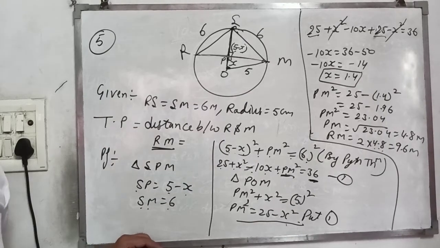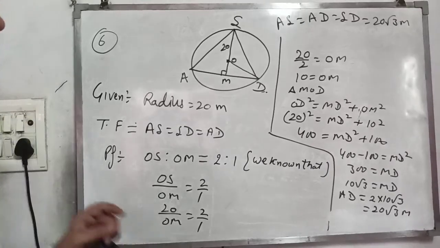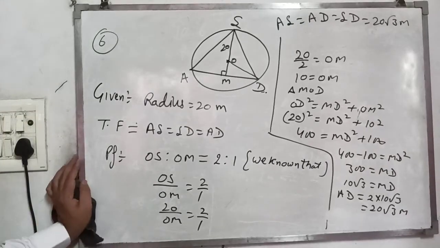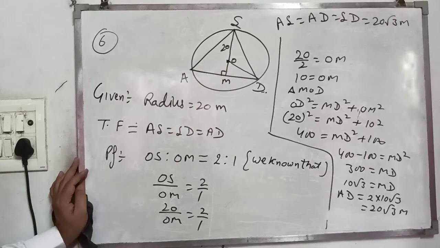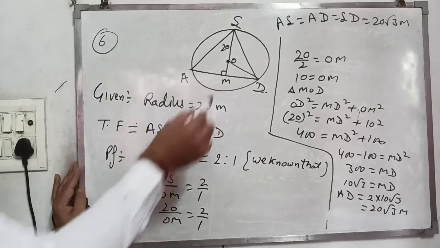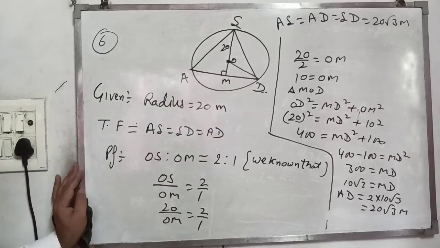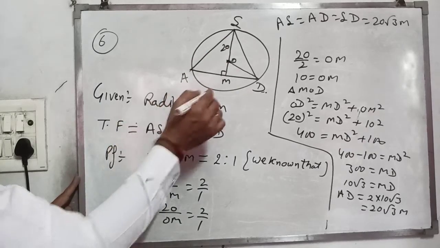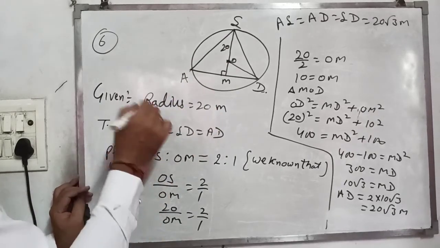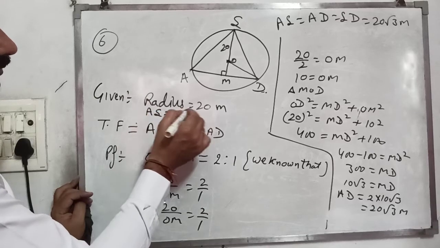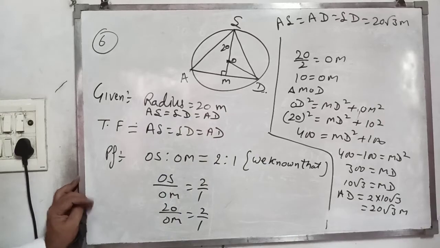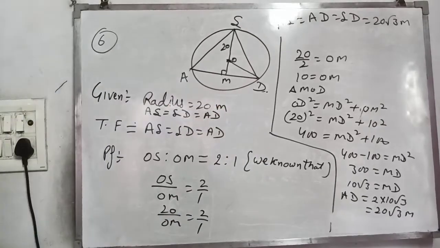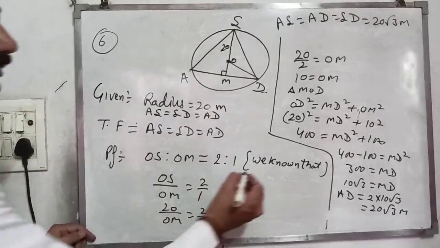Okay. So come to the next question, that is three boys, Ankur, Sayyed and David, they are sitting on the surface of the circle with some distance. The radius of the circle is 20 meter. The distances are equal, but we don't know about the distance, but they have equal distance. AS equal to SD and that is equal to AD. If they are equal, it means ASD is an equilateral triangle.